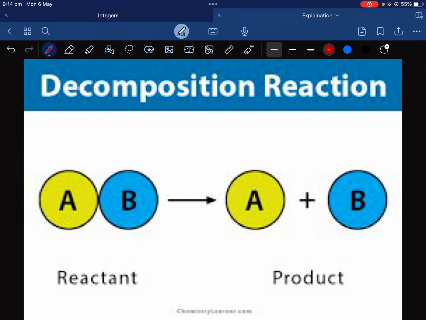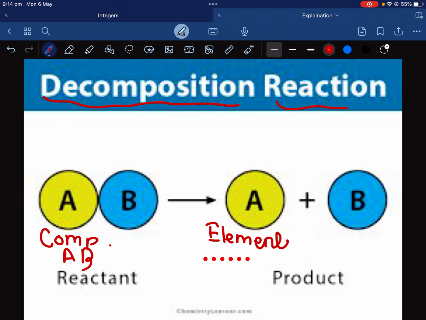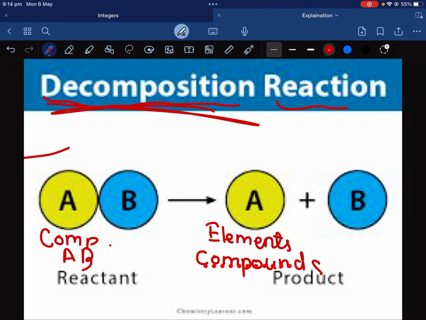Here we have a decomposition reaction. Suppose we have compound AB. This, by the help of some energy, breaks down into either elements or compounds. But what is important is a single reactant is dividing into two products. This is decomposition reaction. Let us learn this with an example.